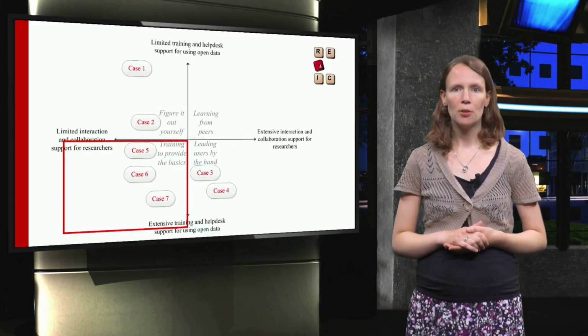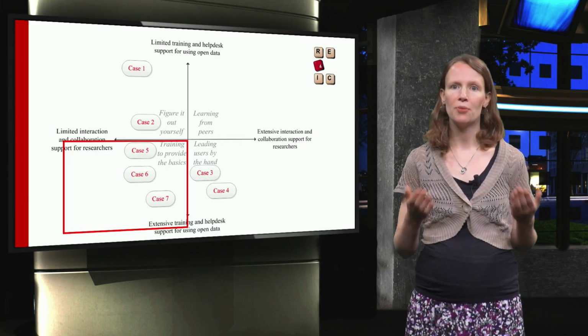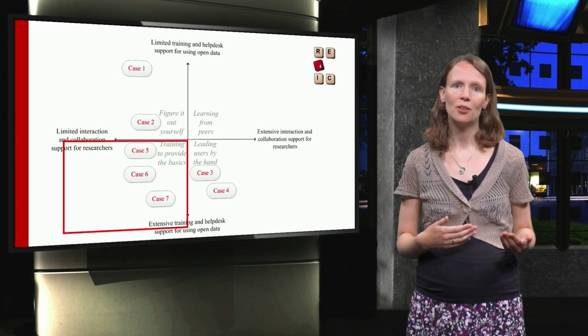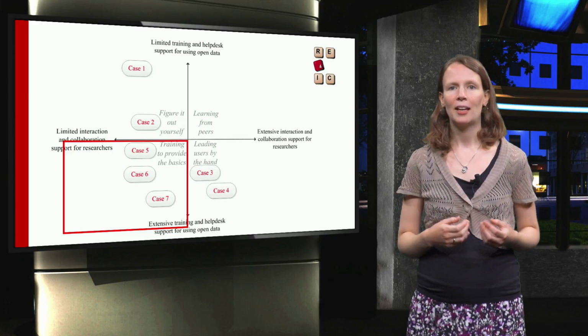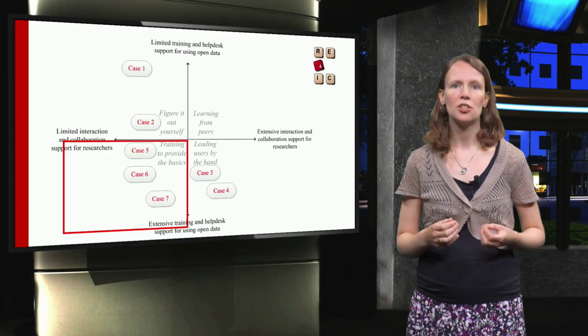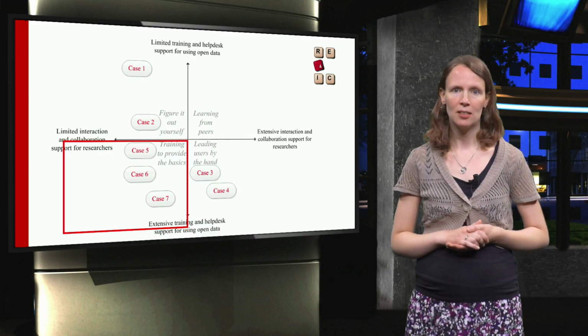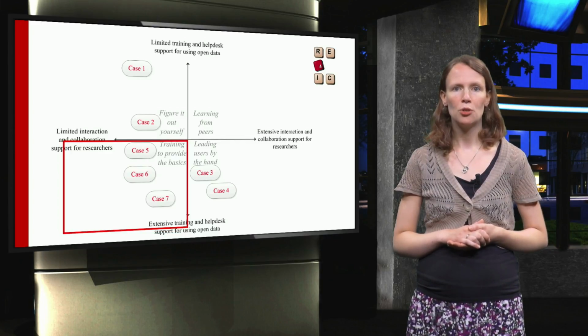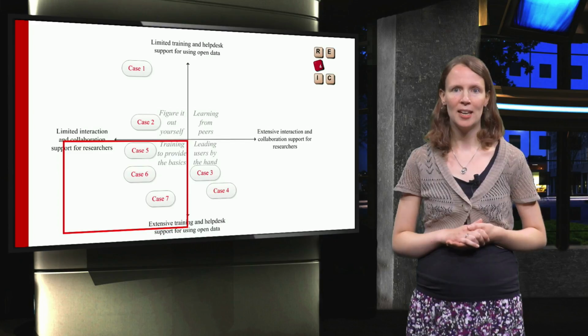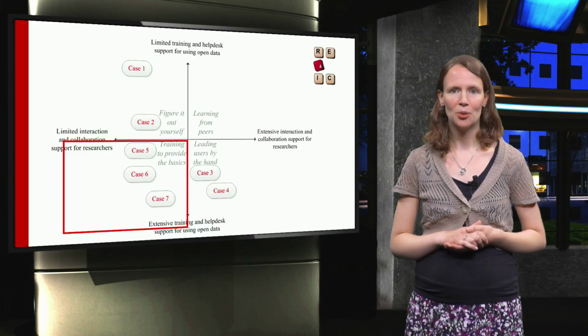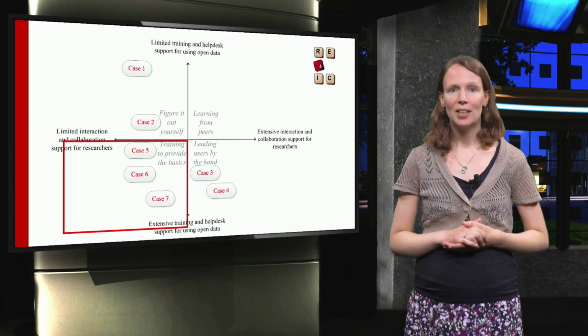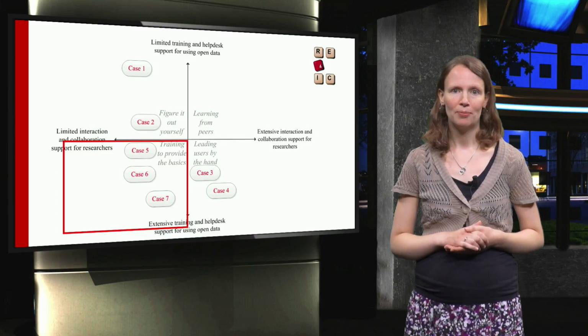The third model concerns training to provide the basics, which we found for cases 5, 6, and 7. The third and fourth models are variations of the figure it out yourself model and the leading users by the hand model. In the third model, the VRE provides training to provide the basics. In this model, the VRE enables users to learn how to use data and basic data use skills. However, there is limited collaboration support.